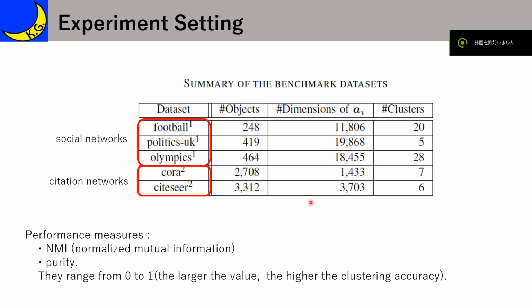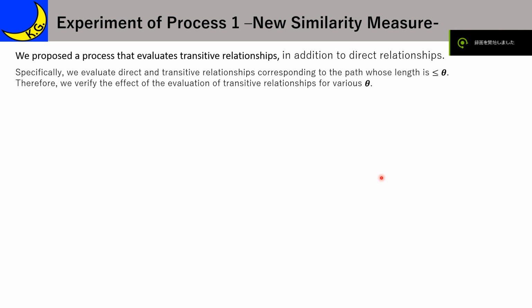This table shows the datasets, consisting of information on social networks and citation networks. To evaluate the clustering accuracy, we used these two popular metrics, Normalized Mutual Information (NMI) and Purity. The values of the two metrics range from 0 to 1, and the larger the value, the higher the clustering accuracy.